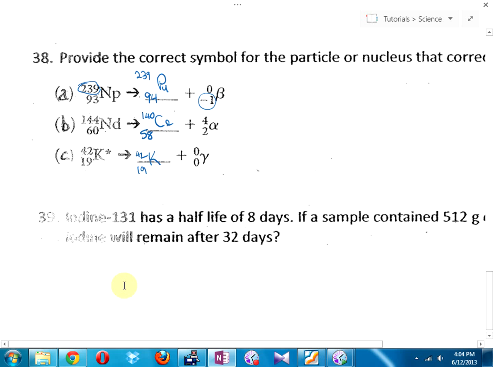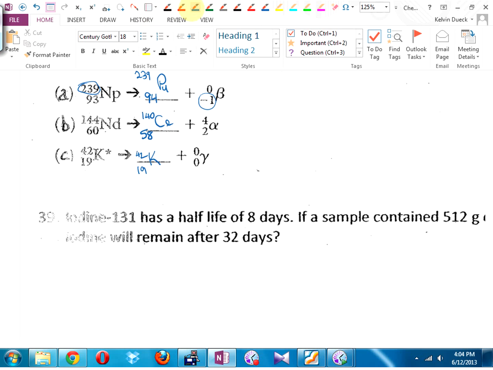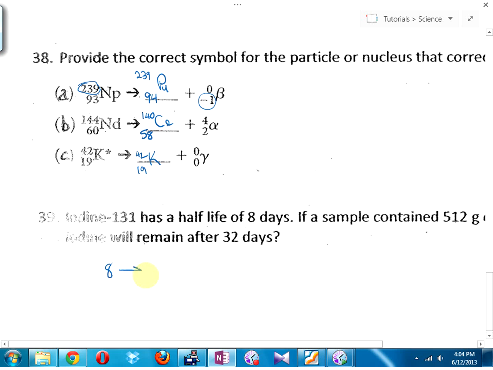So, how long is the half-life? 8 days. So it's going to go like this: 8 days, 16 days, 24 days, 32 days, and then I'm going to stop. How many half-lives? Do you see it? So we're going to start out with 512. After 8 days, how much is left? How much is left? How much is left? Coincidentally, after 32 days, there's 32 grams. No, that's just a coincidence. Don't think that's something you can memorize. Right?